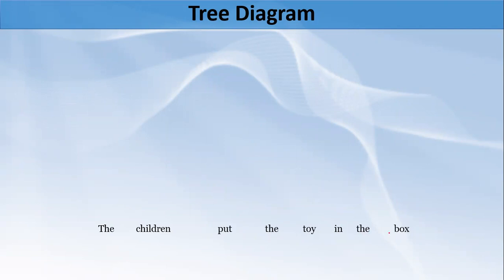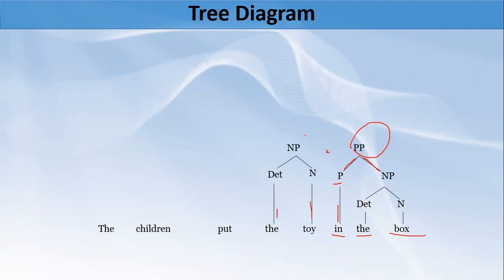The box, we have noun, then determiner. So we have got, first of all, a noun phrase, clear. Then we have got a preposition here and a preposition in noun phrase. So we have got here a prepositional phrase, fine. If you can see, this is a preposition, in. So noun phrase and preposition, we have a prepositional phrase, fine. The toy, again, determiner and noun. So here we have another noun phrase, fine.